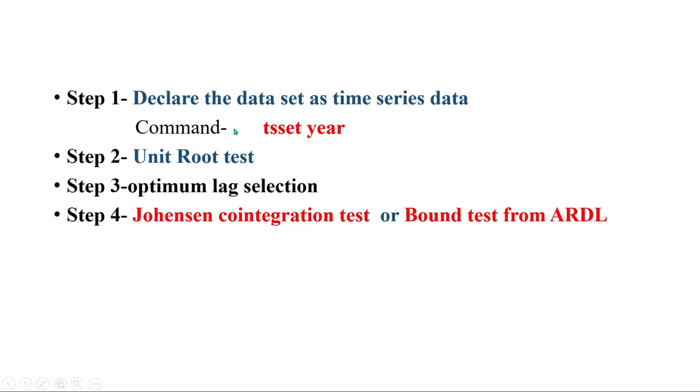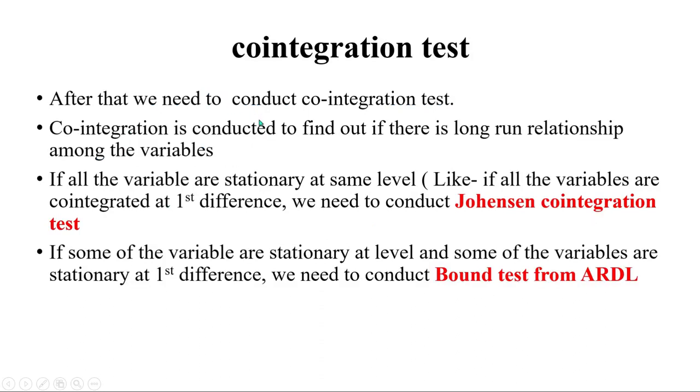After selecting the optimum lag, you need to conduct either the Johansen cointegration test or the bound test for ARDL. The cointegration test is basically conducted to find out the long run relationship among variables. If all variables are stationary at the same level, that means if all variables are stationary at first difference, or if all variables are stationary at level, then we need to conduct the Johansen cointegration test. But what if some variables are stationary at first difference and some variables are stationary at level? In that case you need to conduct the bound test from ARDL.